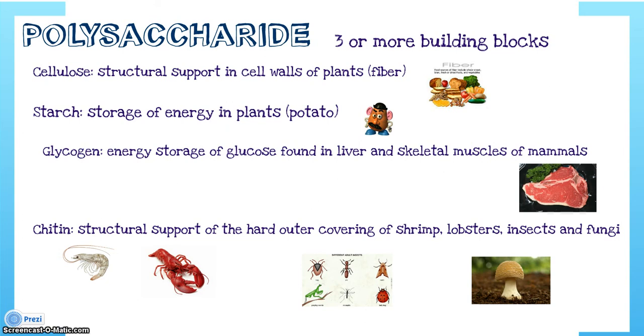The last is what we call chitin, and that's the structural support of the hard outer covering of shrimp, lobsters, insects, or fungi. Have you ever stepped on a bug and then you hear that crunch? Well, that's the chitin that you just broke.